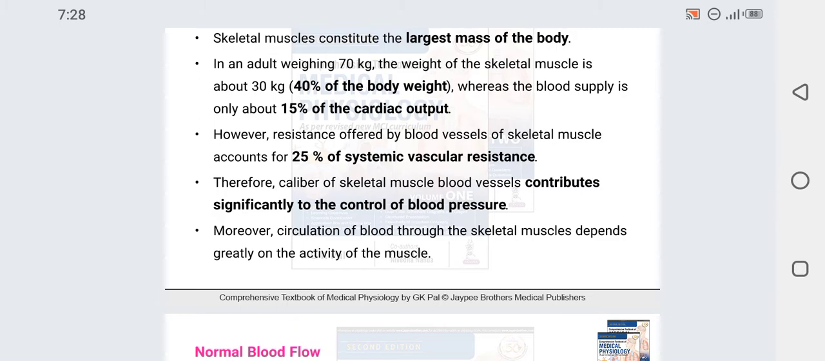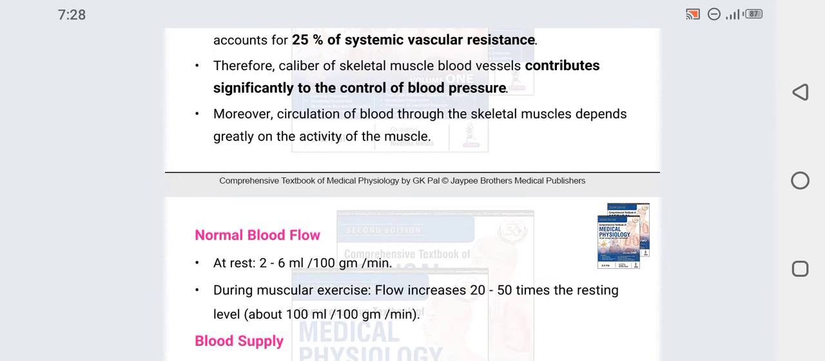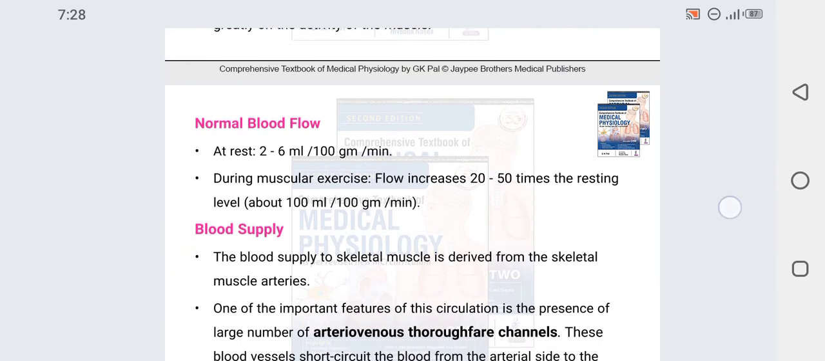However, the resistance offered by blood vessels of the skeletal muscle accounts for 25% of systemic vascular resistance. Therefore, the caliber of the skeletal muscle blood vessels contributes significantly to control of blood pressure. The circulation of blood through the skeletal muscle also depends greatly on the activity of the muscle.